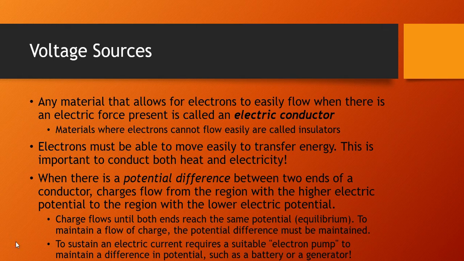When there are potential differences between 2 points in a conductor, so between 2 points on a wire, then charges will flow from the region of higher electric potential to the region of lower electric potential. That charge will flow until both ends reach the same electric potential, until they've reached equilibrium. In order to maintain that flow of charge, you have to maintain the potential difference. This is what happens when batteries die.